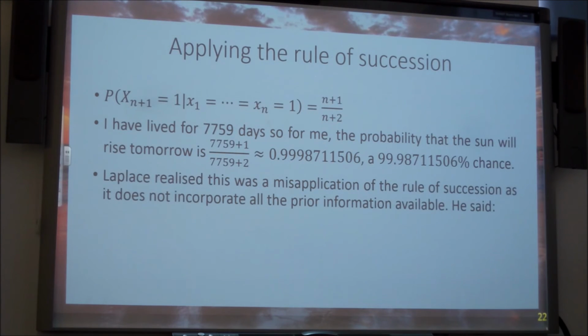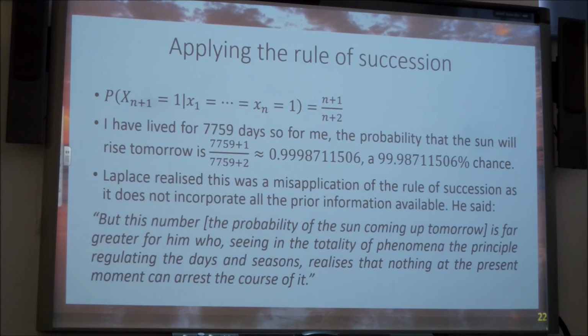However, Laplace realised that this was a misuse of his rule of succession because it doesn't use all the prior information that we have. So the point is that I get this probability based on my life, but if I, say, used the number of days my mum had seen the sunrise, I would get a different answer, and it would be closer to 1. And what Laplace said was that this number, the probability of the sun coming up tomorrow, is far greater for him who, seeing in the totality of phenomena the principle regulating the days and seasons, realises that nothing at the present moment can arrest the course of it.